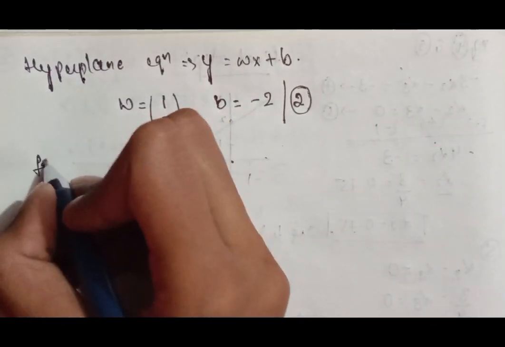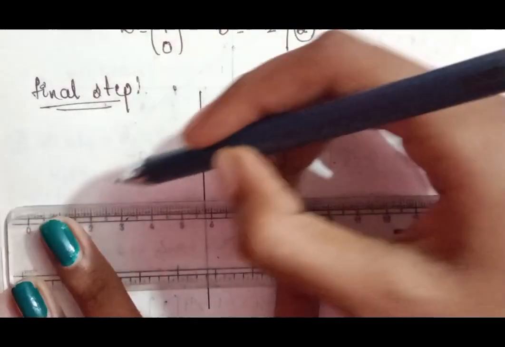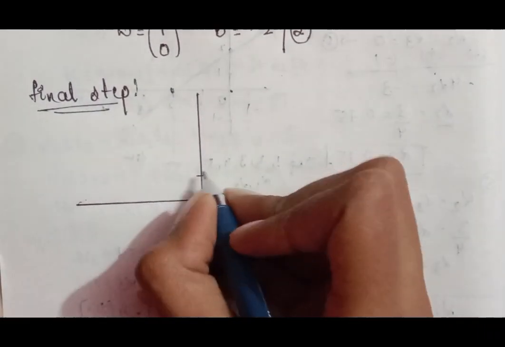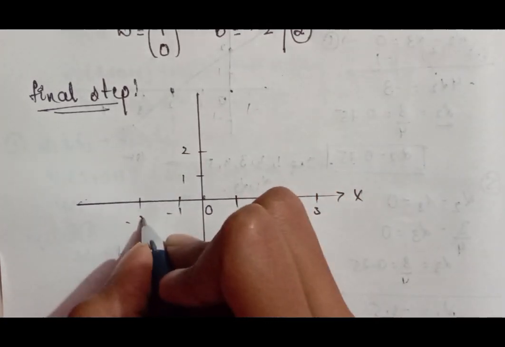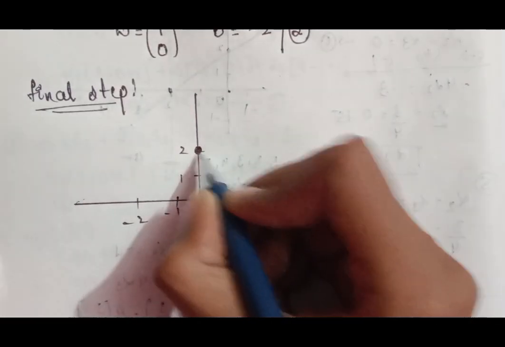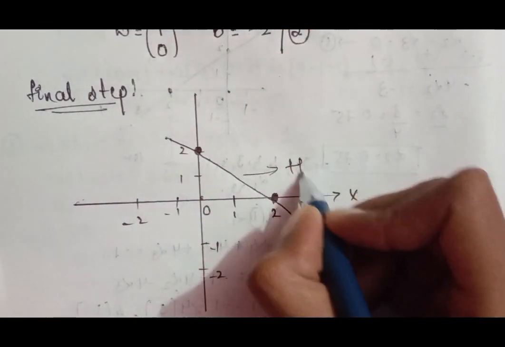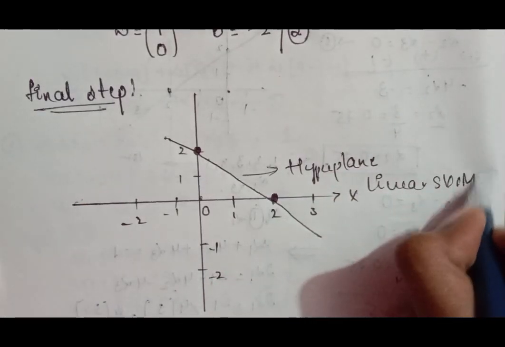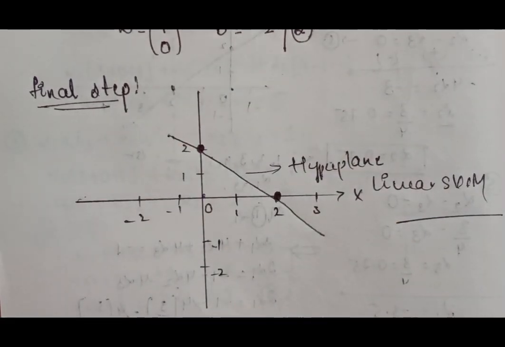Now the final step is you need to plot it on the graph. So I considered 0, 1, 2, 3 on x, 1, 2 on y, and minus 1, minus 2. As we know, it is 2, right? So mark 2 over the x axis and on the y axis. This is the final step of getting a hyperplane in a linear SVM. Fine. So this is the final step for the given data points in order to find the hyperplane using MMC. Thank you.